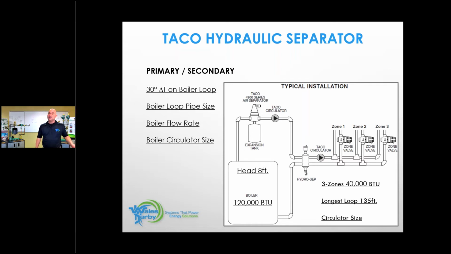In this scenario, we have a condensing modulating boiler. That boiler has 8 feet of head. So the restriction, the head loss across the boiler is 8 feet. It's a 120,000 BTU boiler. On the boiler circuit, we have a low loss header here, so we have primary, secondary. Okay? On the boiler loop, we're gonna go with a 30-degree delta T. So you're gonna need that universal hydronic formula and figure out your 30-degree delta.